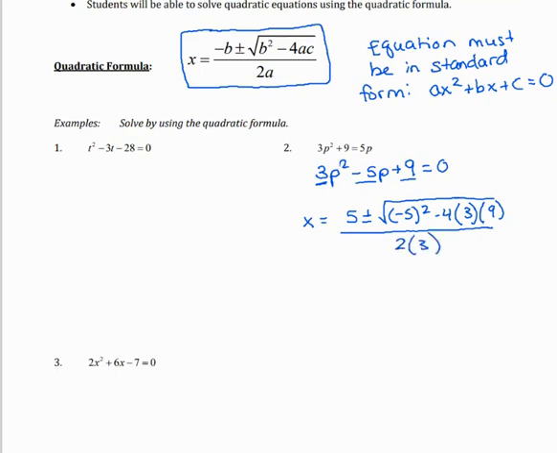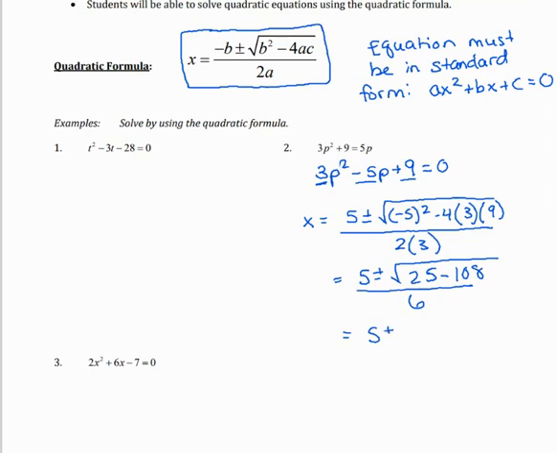Always double check that you plugged in the right numbers, because if something is off, obviously the rest of it will be off. So again, negative b plus or minus the square root of b squared minus 4 times 3 times 9, all over 2 times 3. Now we will simplify. We want to clean up what's inside that radical. So we have 5 plus or minus the square root of 25 minus 4 times 3 times 9, which gives me 108, all over 6. We'll keep on going.